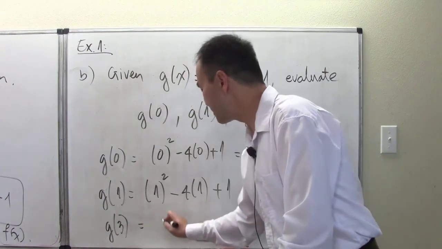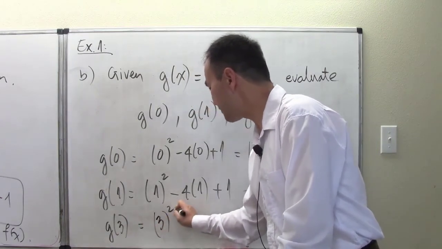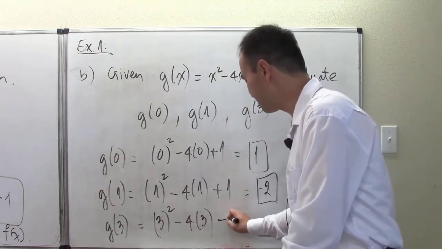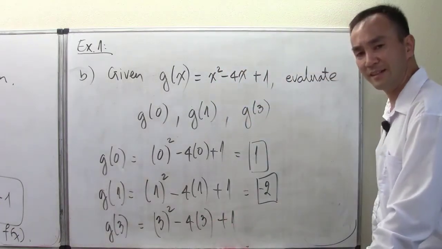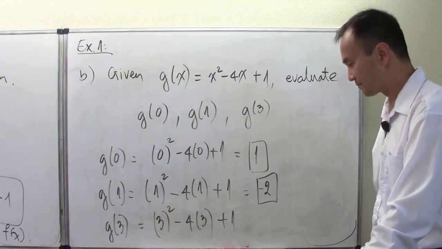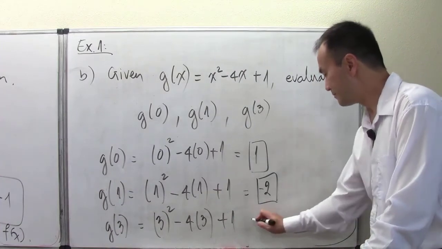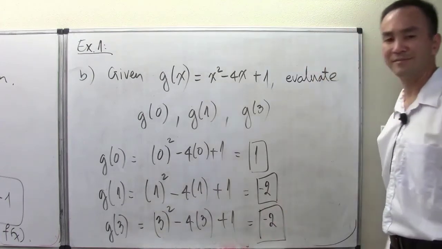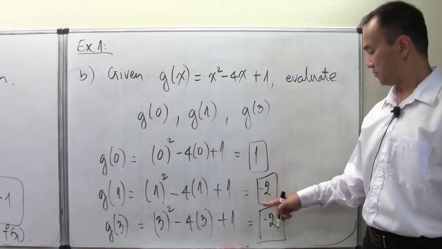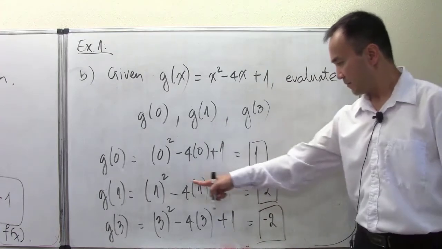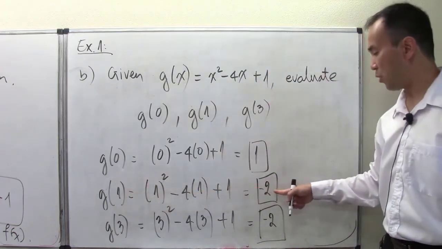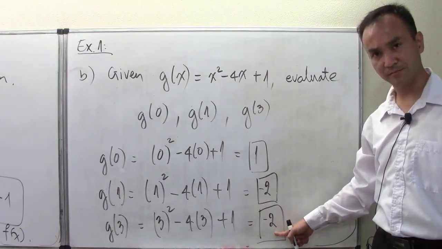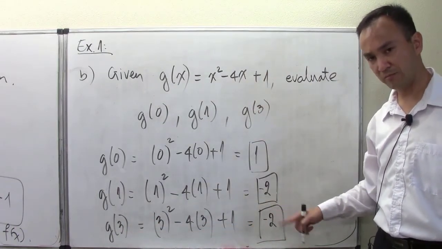So now it's going to be the input squared, that's the first term, minus 4 times the input. Okay, and then plus 1. All right, and so now it's negative 2 again. Okay, and so now here once again, one input comes out with one output. One input comes out with one output. One input comes out with one output.